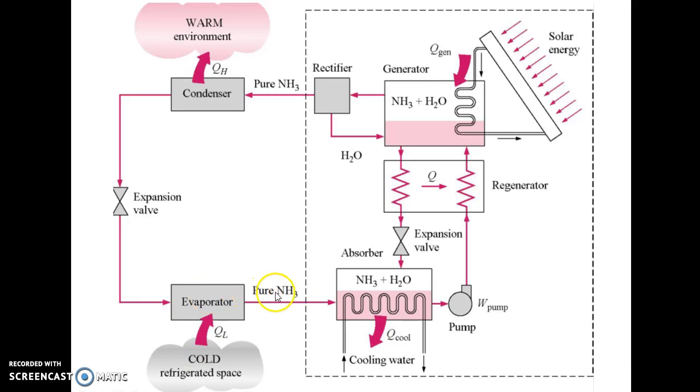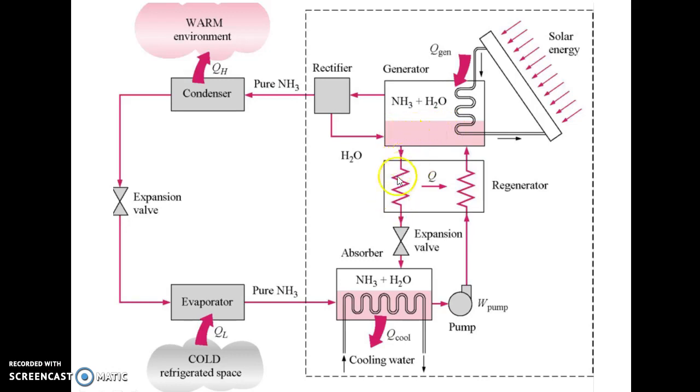This low pressure ammonia then enters the absorber where it is again mixed with water. Now a question comes: what happens to the water? Actually the NH3 vapor gets separated. Here the water also gets heated and vaporizes, but a certain quantity of water is condensed here. That water is then passed through a regenerator.